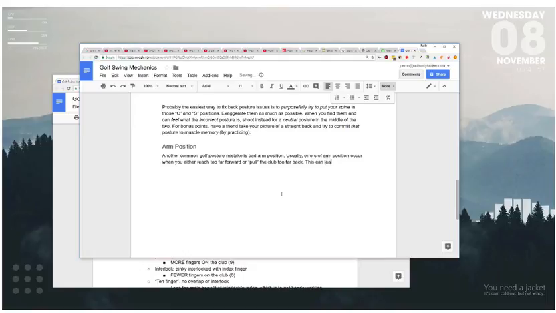This can lead to hooks, slices, and extra loft where you might not want it. Sorry, I almost didn't write that, but I want to make sure that we tie everything back to the experience of playing golf, because that's the most important thing, right? How to fix it.